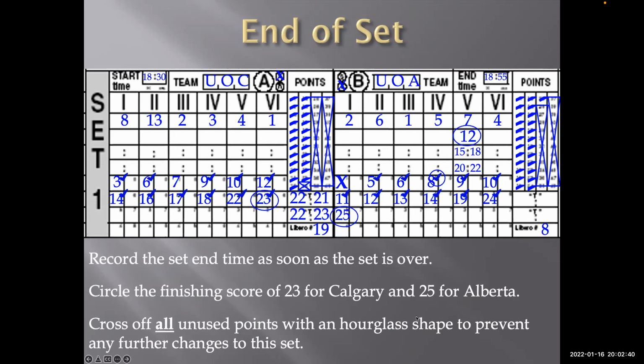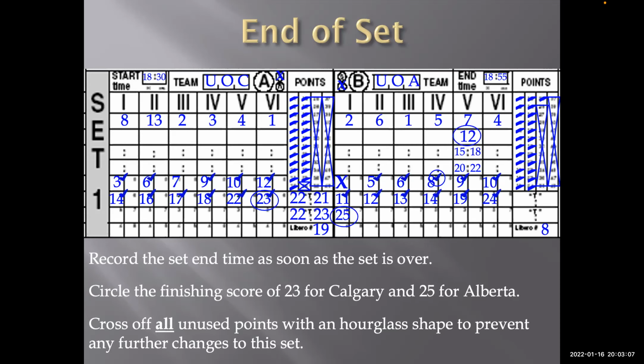One thing that I skipped at the beginning is you have to put the start time of each set. So they would have put this start time in, the 18:30. Ideally, it's the same time. I'll let you know what you need to do if it's different, but there's a place where we need to write. And then at the end of the set, once the 25th point has been awarded, you're going to write in the time that it ended.